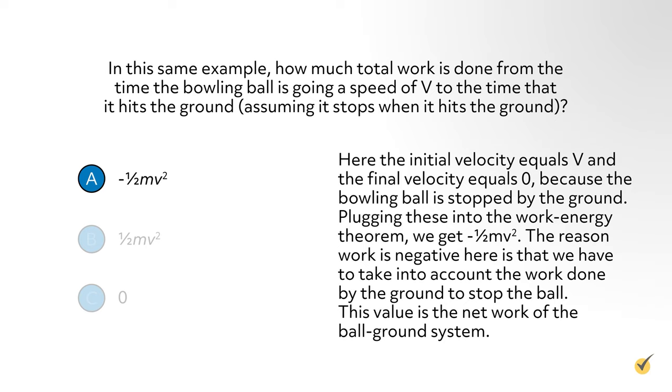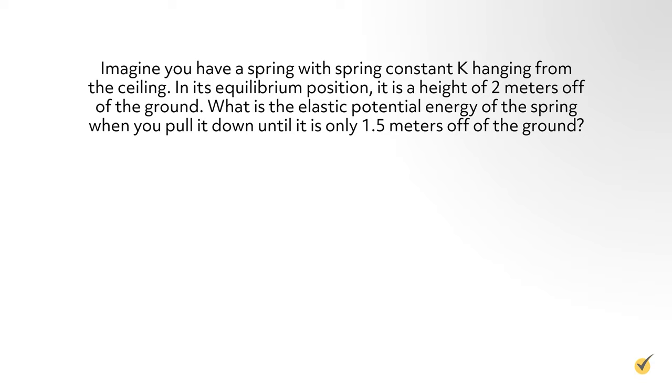Imagine you have a spring with spring constant k hanging from the ceiling. In its equilibrium position, it is at a height of 2 meters off of the ground. What is the elastic potential energy of the spring when you pull it down until it is only 1.5 meters off the ground? Is it A, 2k, B, 1/8k, C, k, or D, 9/8k?